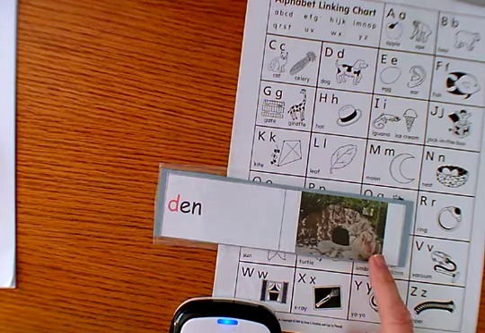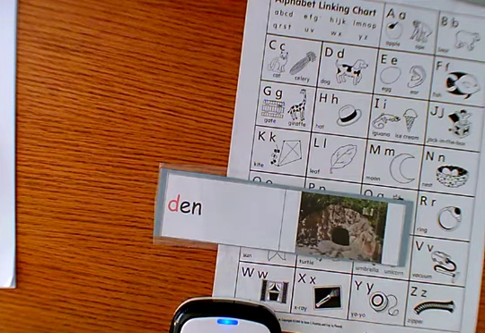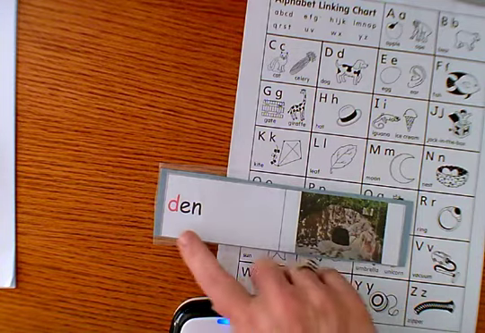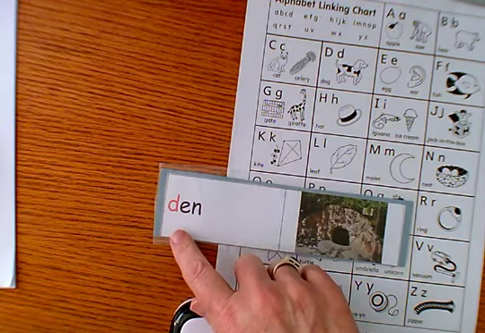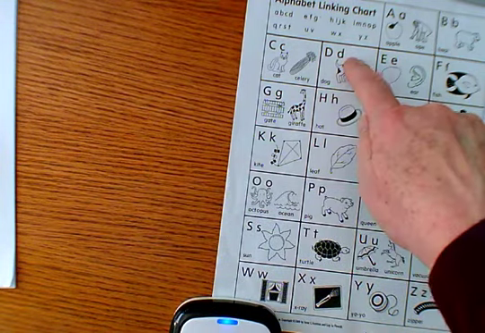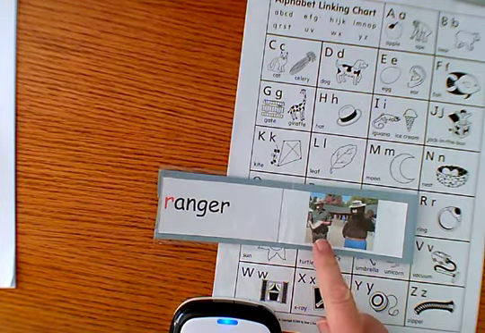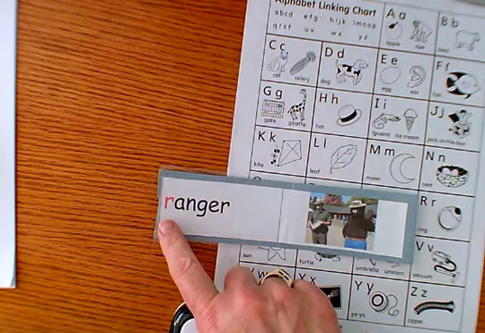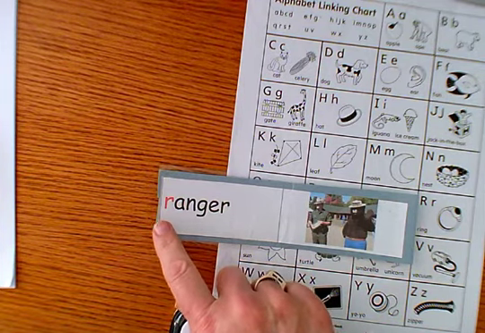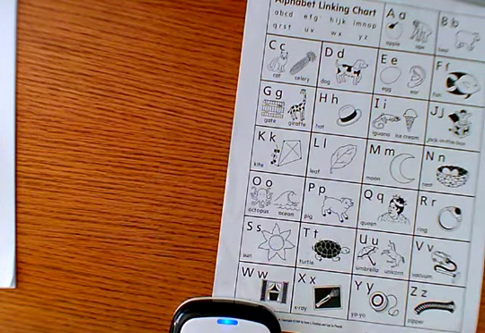This has several names, but this one starts with a D. D. And this is where a bear might go. That's where they kind of hang out, and certainly where they hibernate. This is a den. D. This is a ranger, and we know because it starts with an R. R.